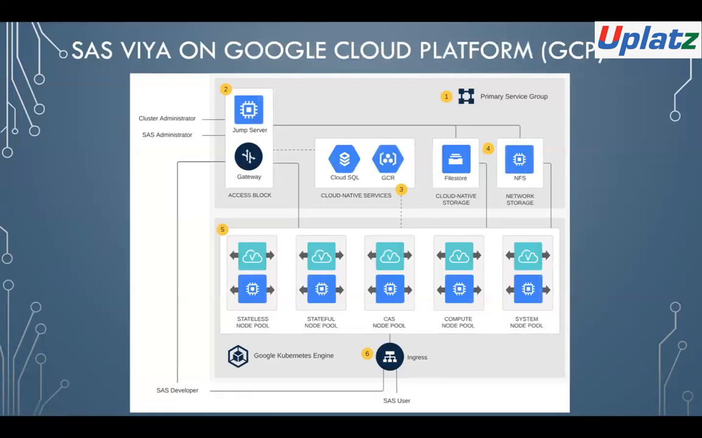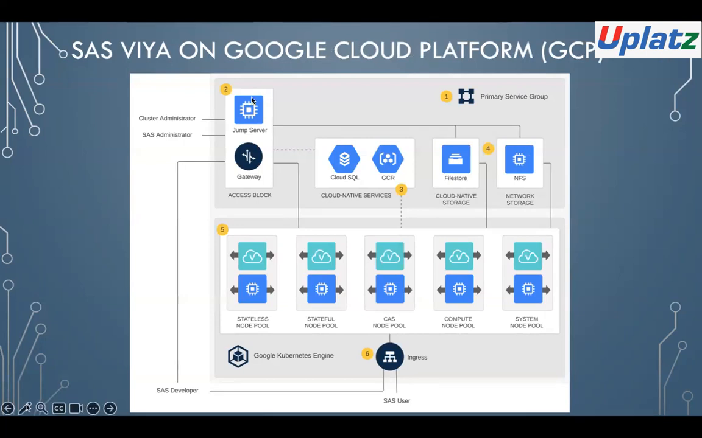Again, the SAS offerings are developed as container images that are deployed to Google Kubernetes Engine, GKE. Right, this diagram gives you information about how it is being set up. Let's see. Again, a primary service group is created here. A primary service group is used to separate the group from the other resources.